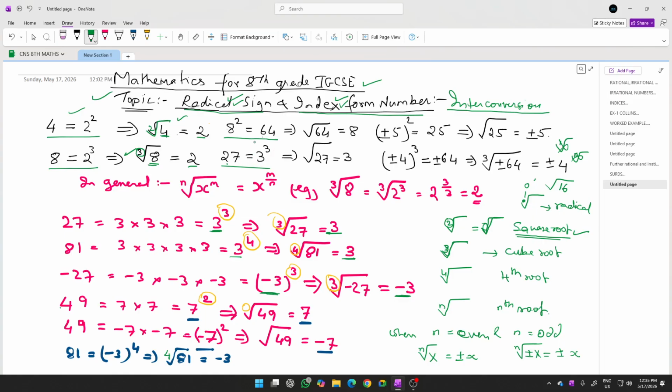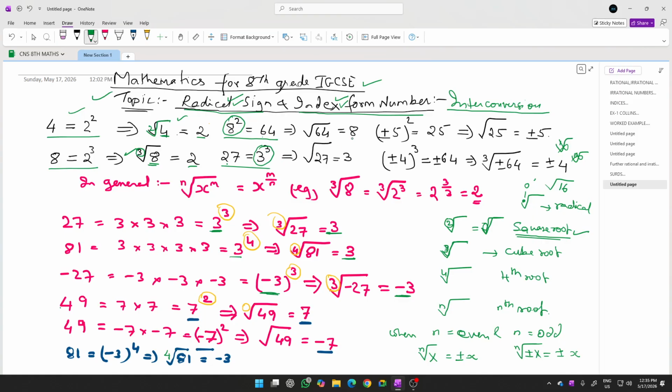So in the index form, any number can be expressed. If 8 square is 64, then 64 can be written as 8 square and 27 can be written as 3 cube. But when 64 is written as 8 square, we say that 64 is expressed in the index form, or it is written in the index form. When we write 27 as 3 raised to 3, we say that 27 is expressed in index form as 3 raised to 3. So this is the meaning of it.